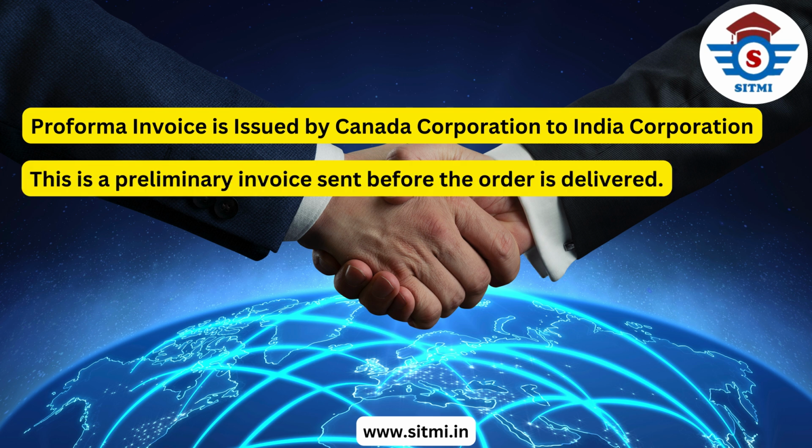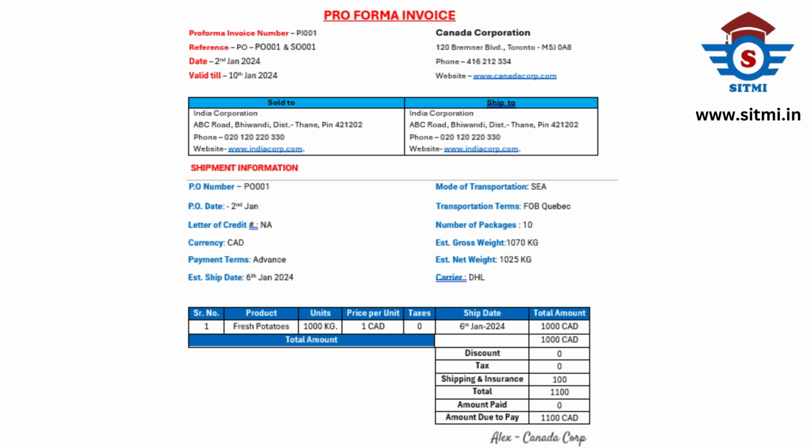The purpose of this document is that this is a preliminary invoice sent before the order is delivered. So here in our example, the Proforma invoice will include details like 1000 kilograms of high quality potatoes at 1 Canadian dollar per kilogram, hence total value of 1000 Canadian dollars. It also includes estimated shipping and insurance costs, which was 100 Canadian dollars, and delivery time frame, which was 4 days. This helps India Corporation assess potential import duties and secure any necessary approvals from Indian authorities.